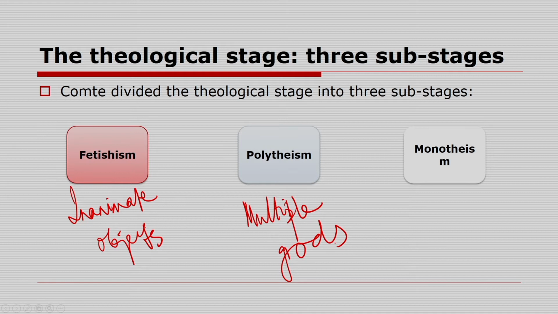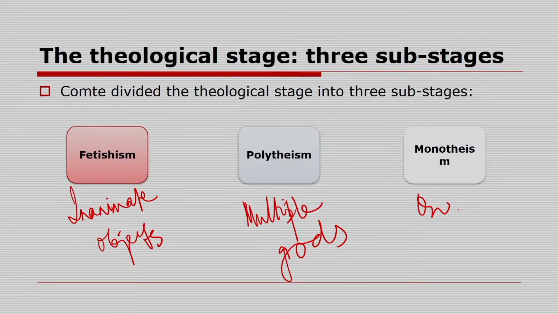Okay? You will find that primitive people believed that all natural forces are controlled by different gods and different goddesses. A few examples would be god of water, god of rain, god of fire, god of air, god of earth, and so on.